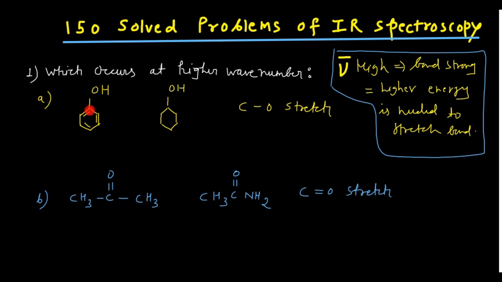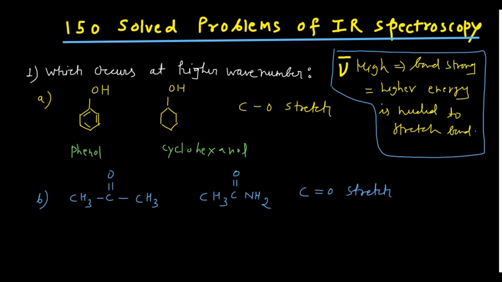Actually, you see carbon is there, oxygen is there, so carbon single bond oxygen is there, and in that case also carbon single bond oxygen is there. First one is your phenol, which is aromatic in nature, and the second one is cyclohexanol, and you have to identify in which of these two compounds this carbon single bond oxygen stretch would be higher.